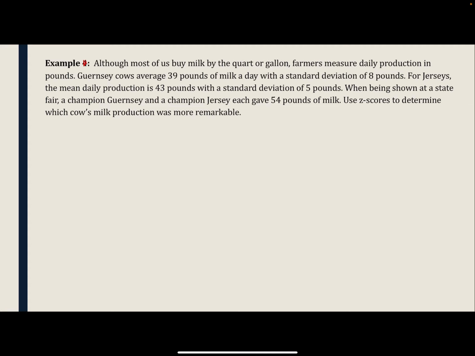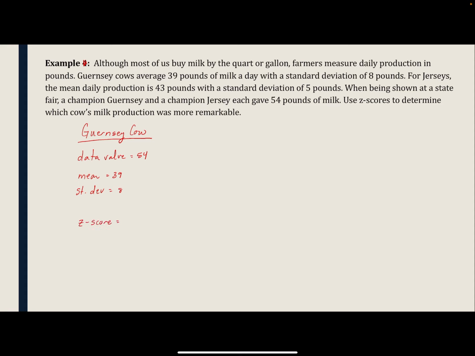So we have these 2 cows. We'll look at the Guernsey cow first. Our data value for both of these cows is 54, right? That's the milk production. For the Guernsey cow, the mean is 39, and the standard deviation is 8.